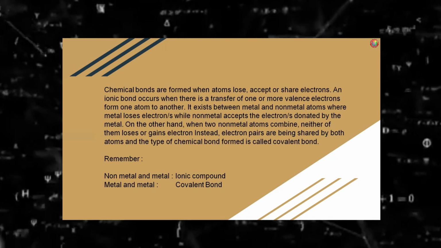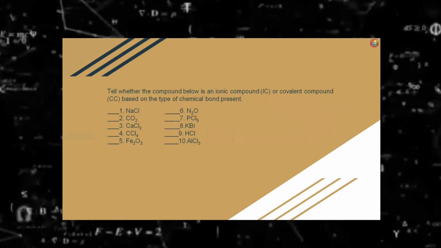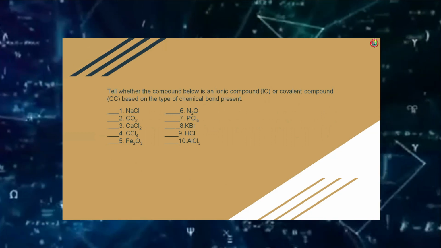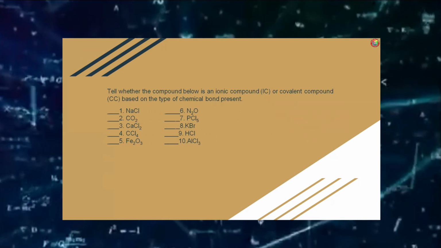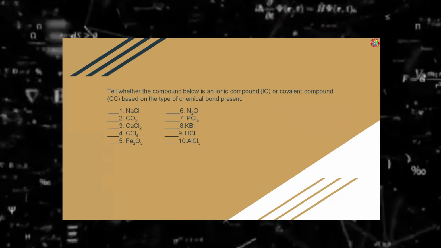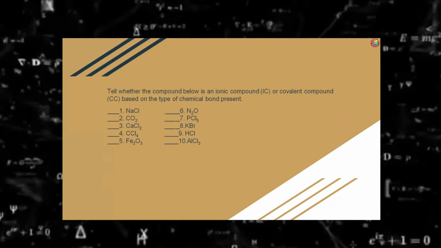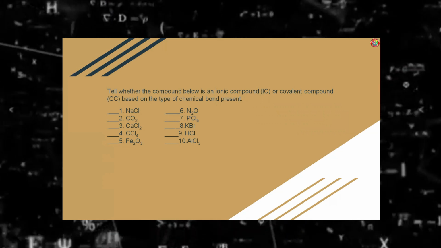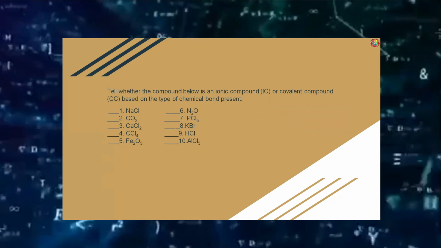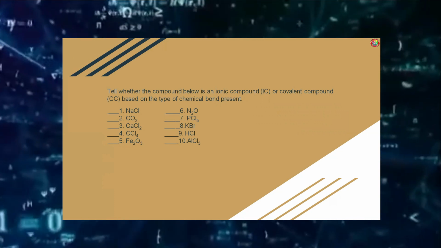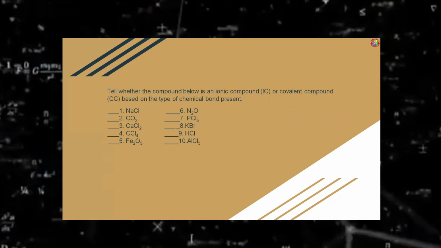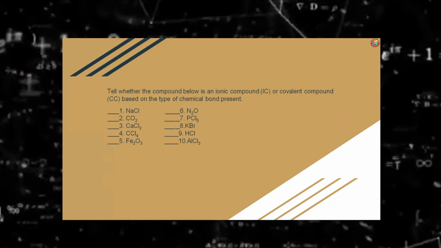Are you ready? For our activity, tell whether the compound below is an ionic compound or covalent compound based on the type of chemical bond present. We have number one, sodium chloride. Number two, calcium oxide. Three, calcium chloride. Four, carbon tetrachloride. Five is iron oxide, or what we call ferric oxide.